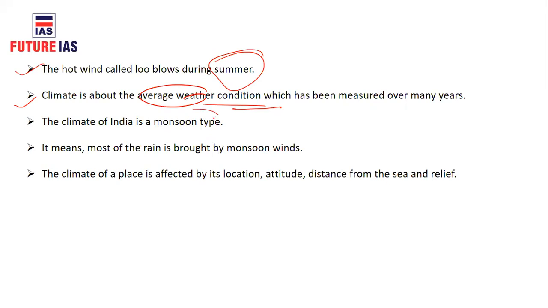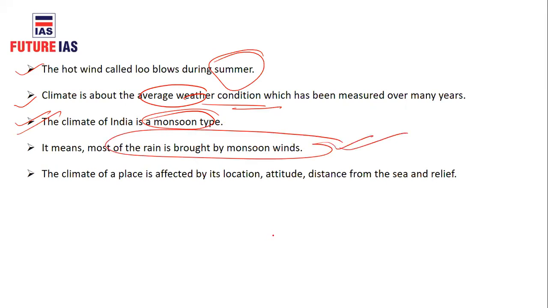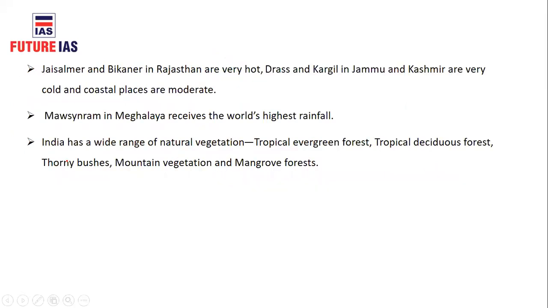The climate of India is basically monsoonal type because of monsoonal regime, and most of the rain is brought by the monsoonal winds, right? And the climate of the place is basically affected by its location, latitude, distance from the sea, and the relief. Just now we have discussed this also, right?